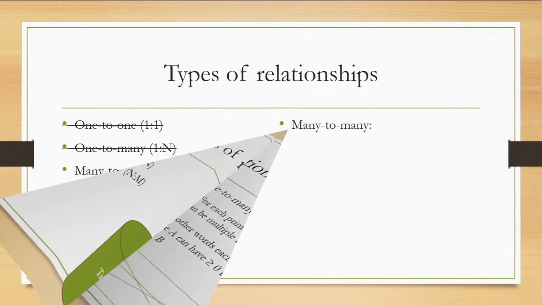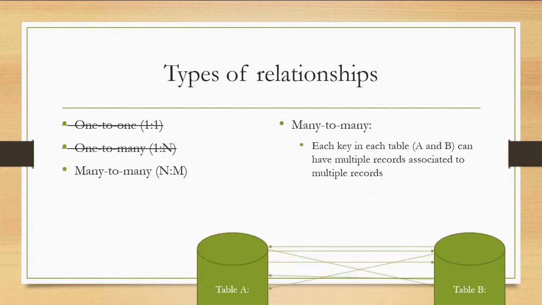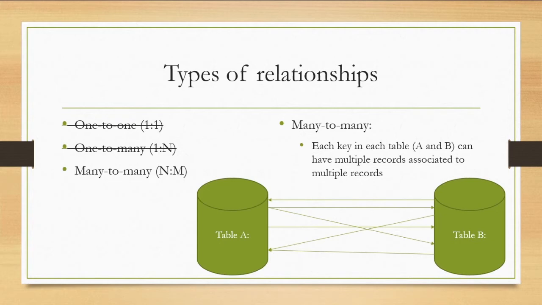Let's look at the many-to-many relationship. Each key in each table A and B can have multiple records associated to multiple records. In other words, the keys in table A can link to many keys in table B, and the keys in table B can link to many keys in table A. This is a very poor way to do a database, as it can get very confusing and the relationships are not strong. There's a visual representation of it.